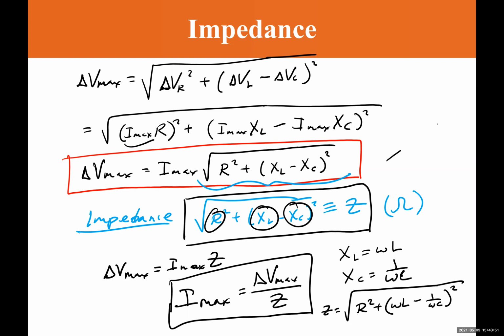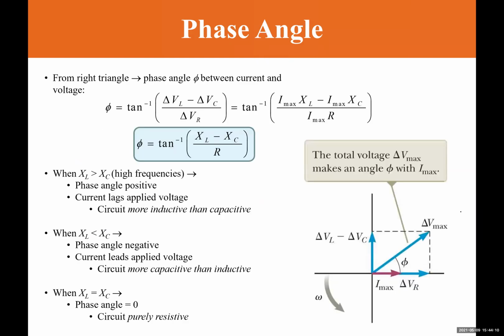so if you come back to the triangle, we had delta VR, and this was delta VL minus delta VC. Now, one thing is missing. This allows us to calculate delta V max. One thing missing was the direction, phi, and that's another thing we can calculate by using that right triangle, where delta VL minus delta VC is my opposite side. Delta VR is my adjacent side.